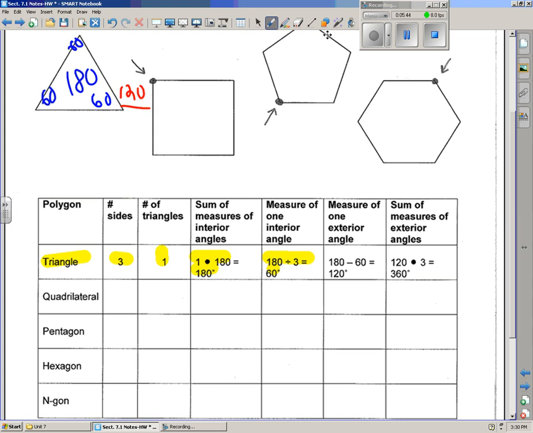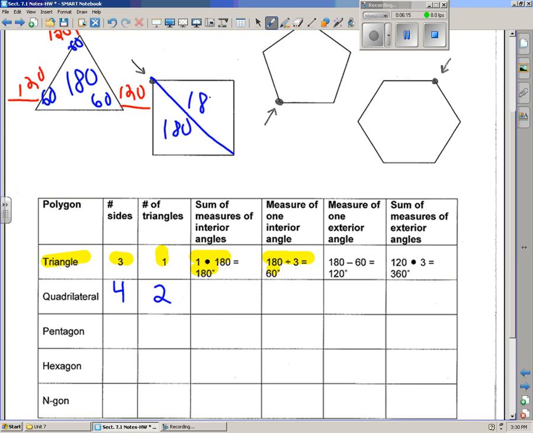And if there are 3 interior angles, there are 3 exterior angles, and the sum of those 3 exterior angles equals 360. So let's see if we can do this for the other figures. If we take the quadrilateral and we draw as many diagonals as we can from that one vertex, let me back up for a second. A quadrilateral, I should say, has 4 sides. When we draw that diagonal, we've made 2 triangles.